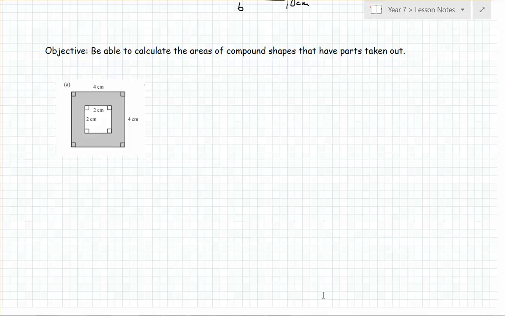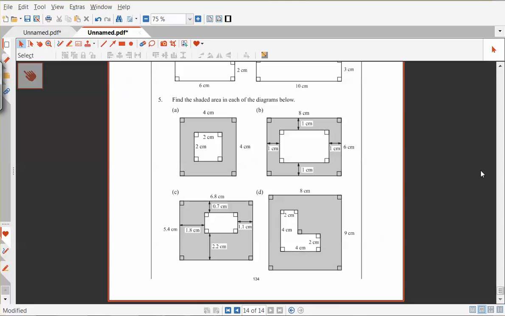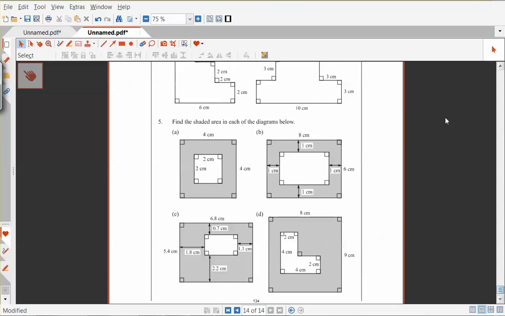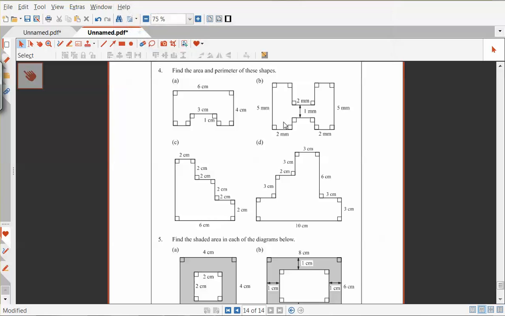Okay, so we're doing compound shapes now. You've done compound shapes before. Alright, so we talked about this last time. If I were to go back to the booklet, so we have these sort of ones where we've got to cut them into different rectangles. Yeah, we did that before.